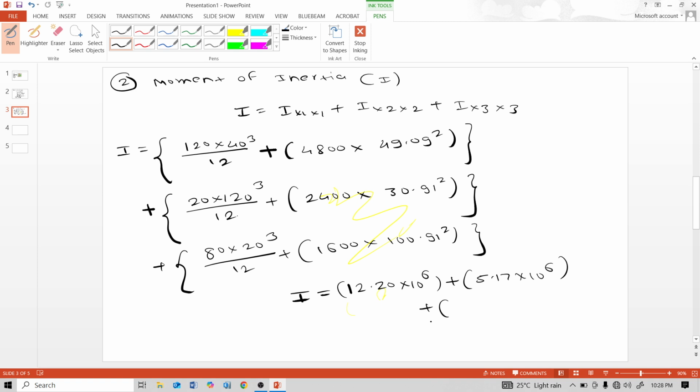16.35 into 10 raised to 6. Therefore, the moment of inertia about the x-axis for that I cross section is 33.72 into 10 raised to 6. And the unit of this moment of inertia is mm raised to 4.